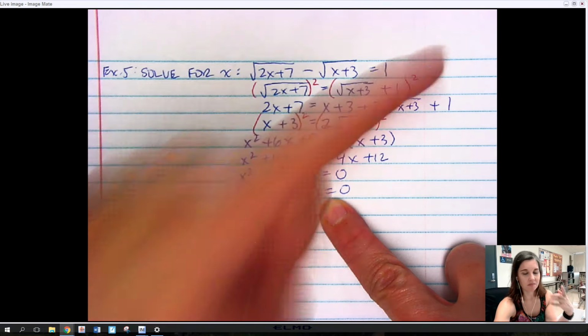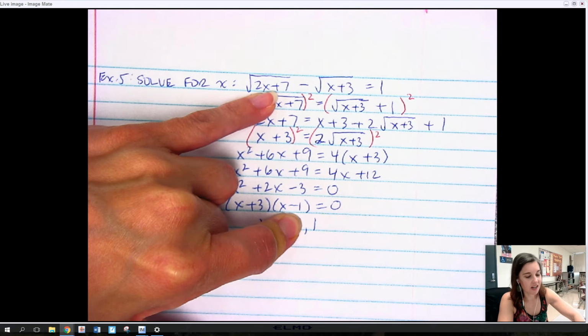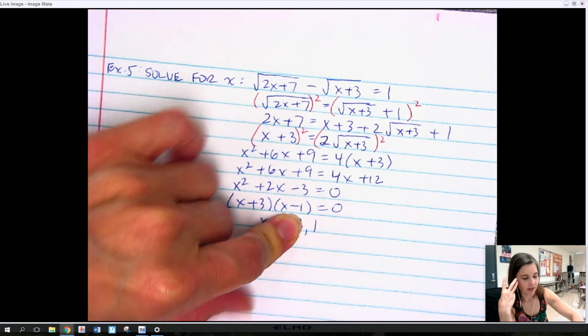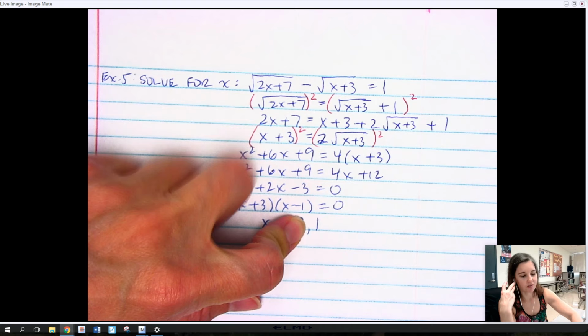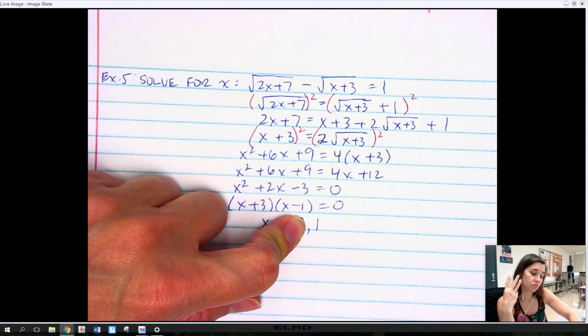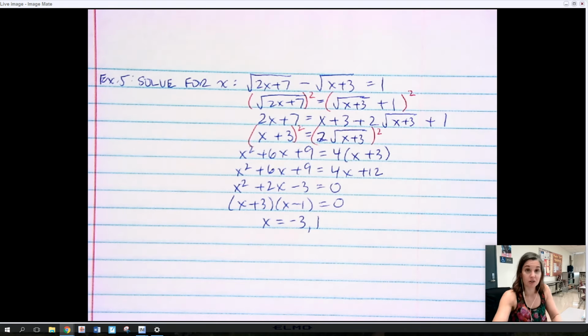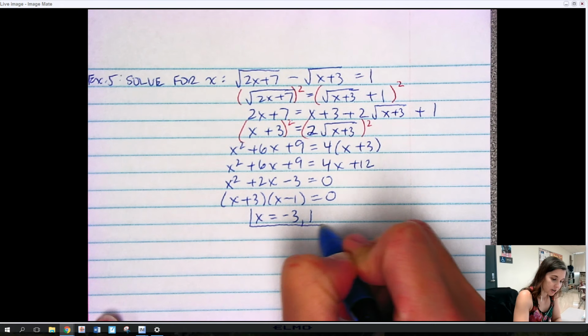So now I'm going to check the 1. If I plug in 1, 2 times 1 is 2, plus 7 is 9. The square root of 9 is 3. And if I come over here, plug in the 1, 1 plus 3 is 4. The square root of 4 is 2. So 3 minus the 2 gives me a 1. So these ones both work.